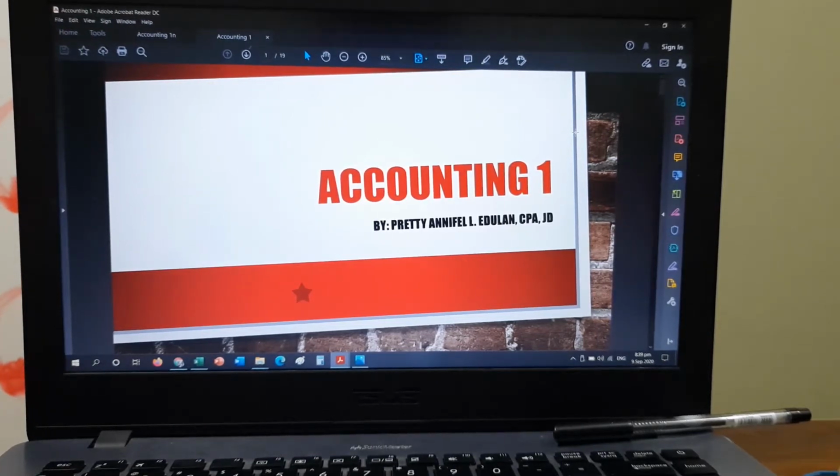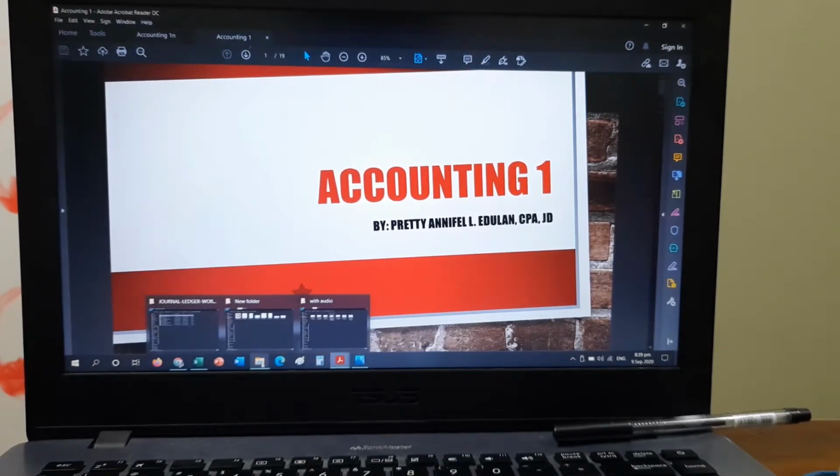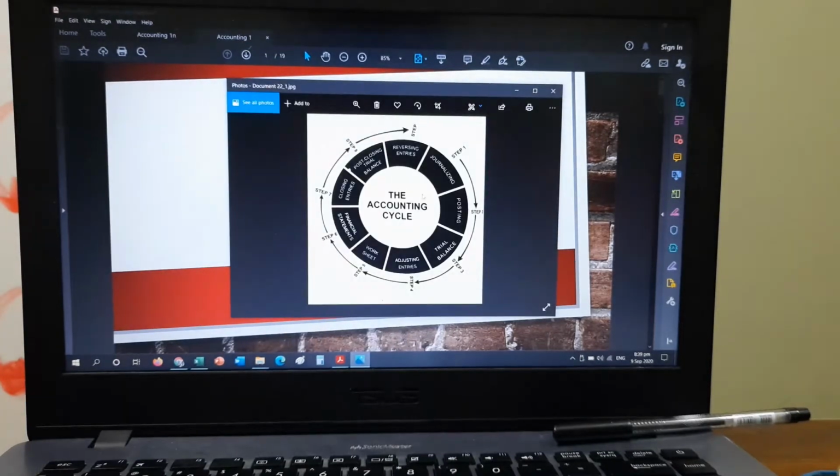So here in Accounting 1N, there are actually 9 steps in the accounting process. So these are the 9 steps. Step 1 is journalizing, posting, trial balance, adjusting entries, worksheet, preparation of the financial statements, closing entries, post-closing trial balance, and the reversing entry.